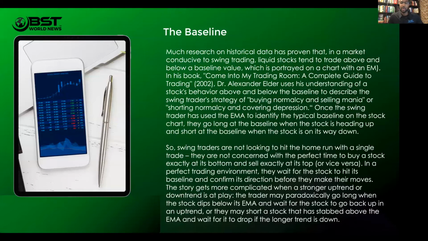The trader may paradoxically go long when the stock dips below its EMA and wait for the stock to go back up in an uptrend, or they may be short a stock that has stabbed above the EMA and wait for it to drop if the longer trend is down. So this basically goes into what I spoke about previously, buying the dip or buying the bounce.